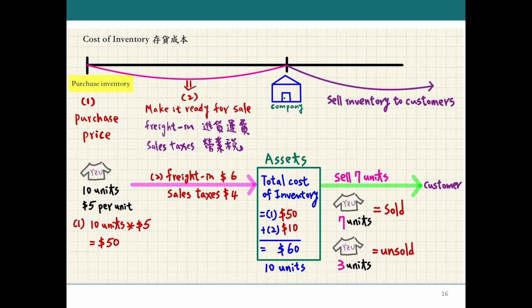So since you got the inventory at your company, what's the next? We are going to sell it, right? Because we try to sell the inventory to customers. So for the 10 t-shirts, you find out you just sold 7 t-shirts to customers. 3 t-shirts are still in your company. Could you tell me, that 7 t-shirts you sold, what's that? That 3 t-shirts still in your company, what's that?